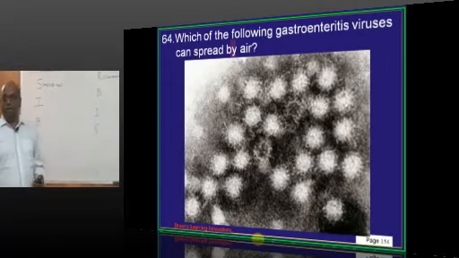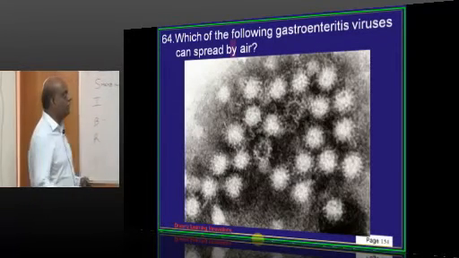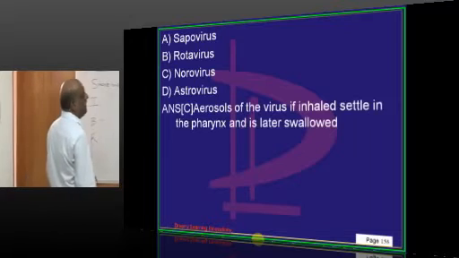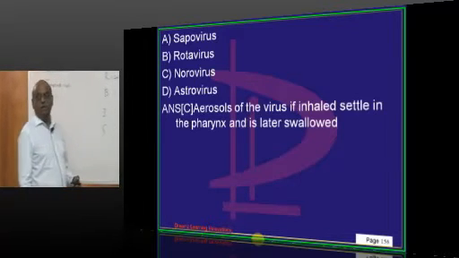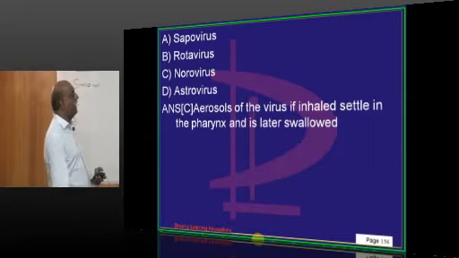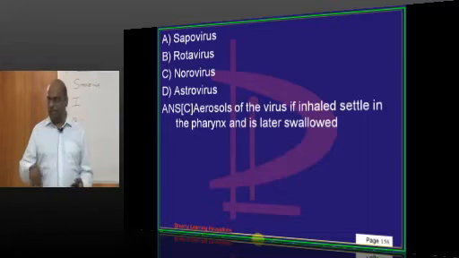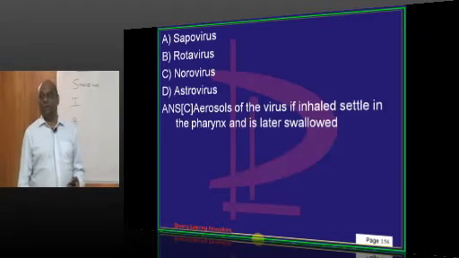Gastroenteritis virus which can spread by air, which one is it? It is the norovirus. Even aerosols of the virus inhaled can settle in the pharynx, later swallowed, leading to gastroenteritis.